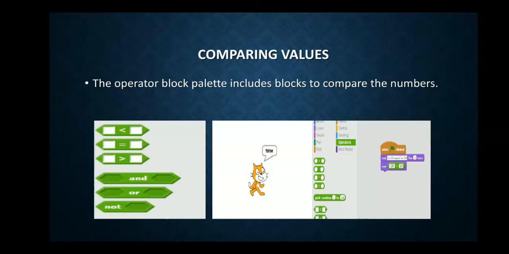The operator block palette includes blocks to compare numbers. Less than will check whether the number is less than or not; there are also equal, greater than, and, or, and not. These are used to compare numbers and they always give the result as true or false.